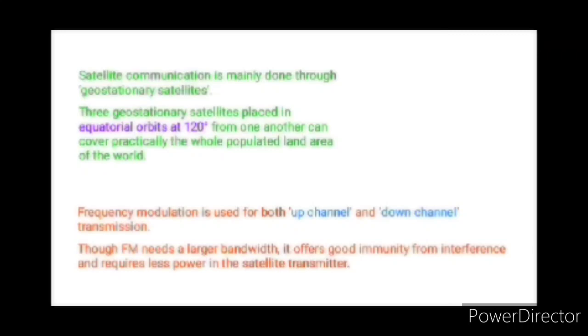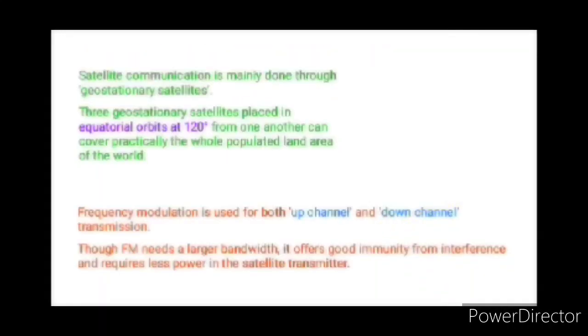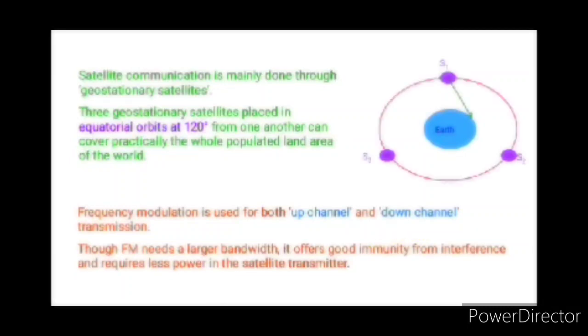Satellite communication is mainly done through geostationary satellites. Three geostationary satellites placed in equatorial orbit at 120 degrees from each other can cover practically the whole populated land area of the world. Frequency modulation is used for both up channel and down channel. Though frequency modulation needs a larger bandwidth, it offers good immunity from interference and requires less power in the satellite transmitter.